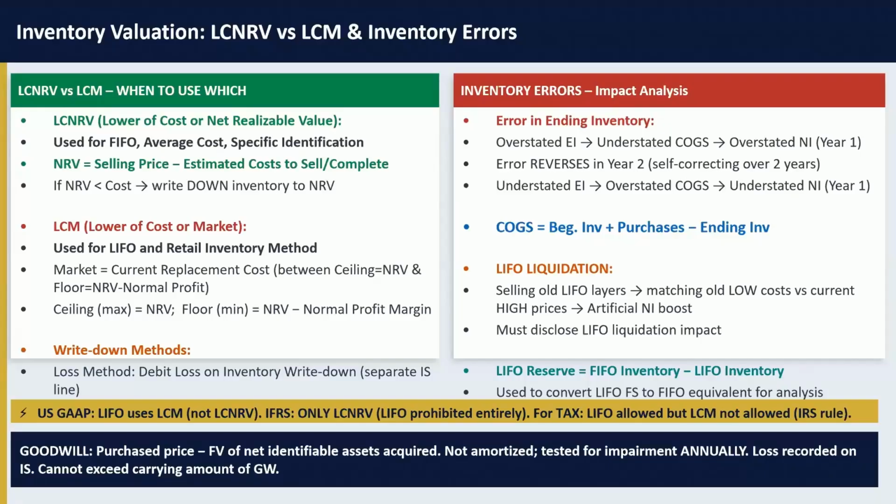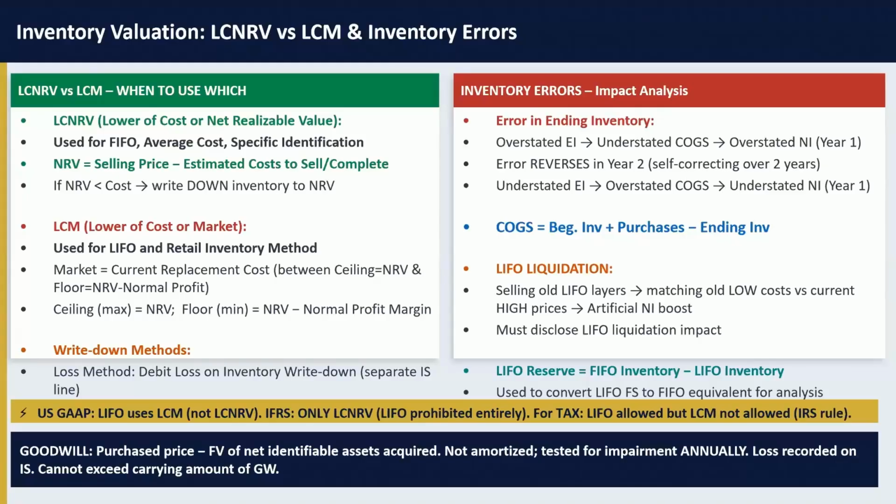Okay. And when you start selling the goods, you will sell the latest purchased goods first. So your latest purchased goods, which is 5,000 for 55, you will sell first. So one layer got liquidated. Okay. So that is called liquidation. Selling old LIFO layers and matching old low costs versus current high prices. That is an artificial NI boost.